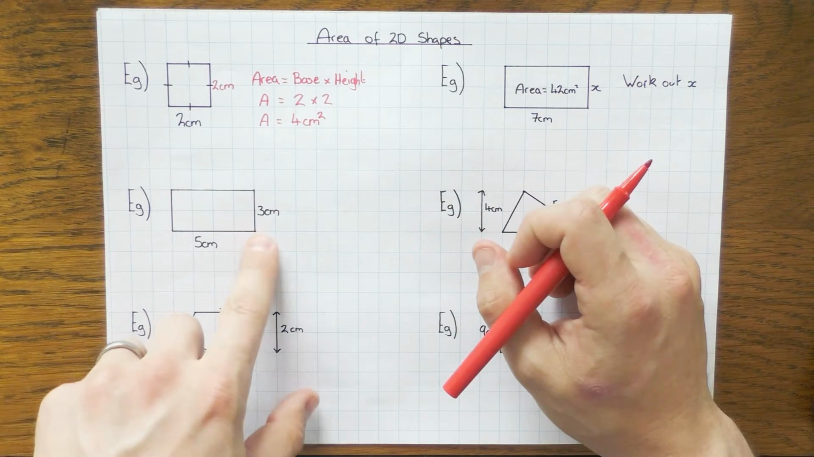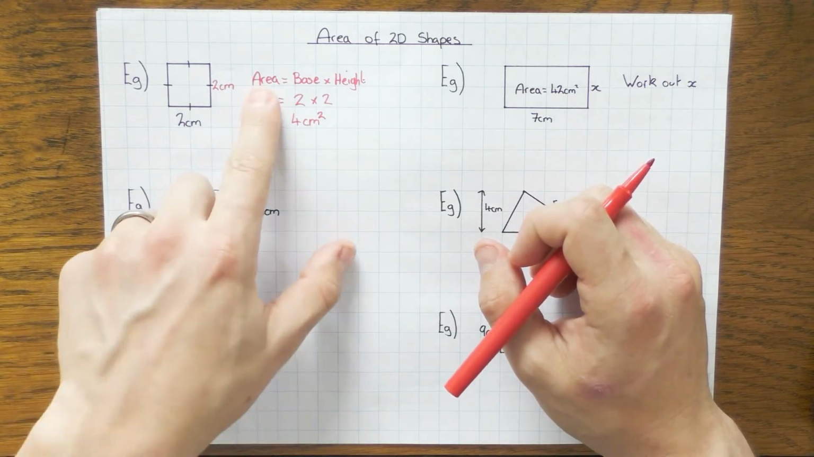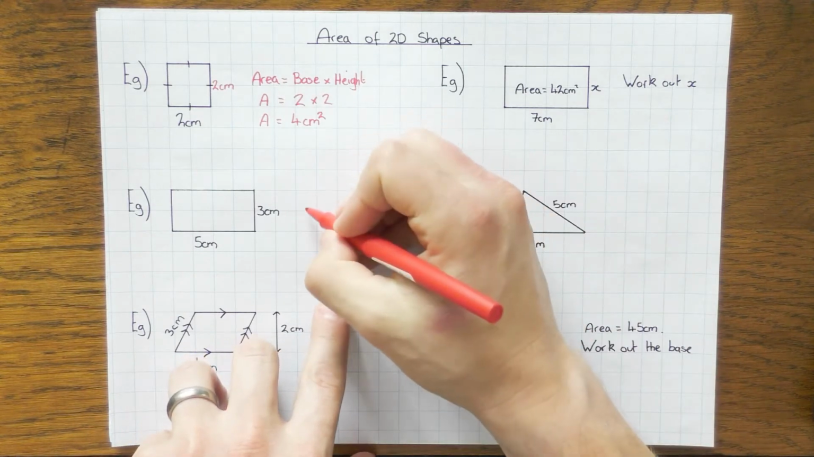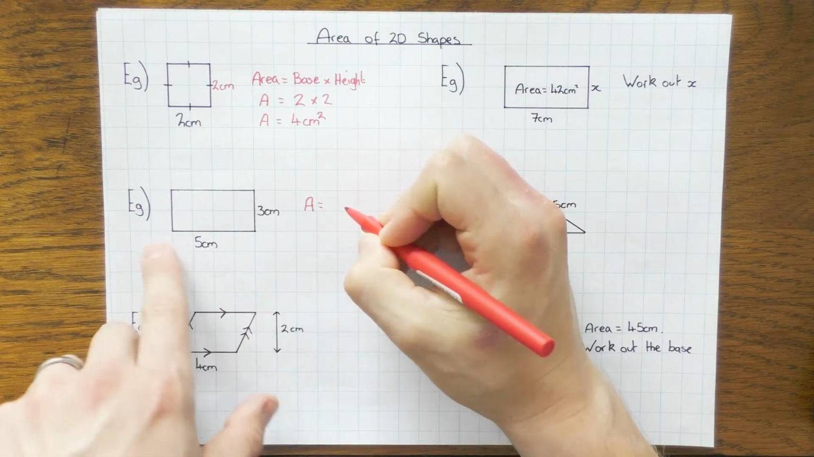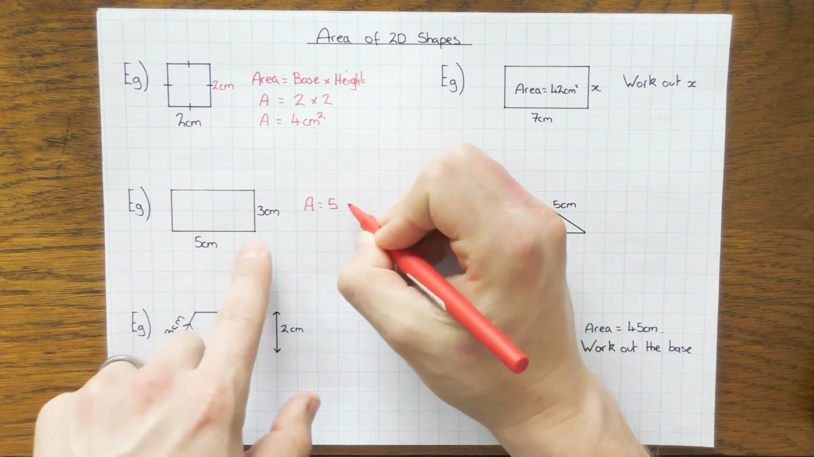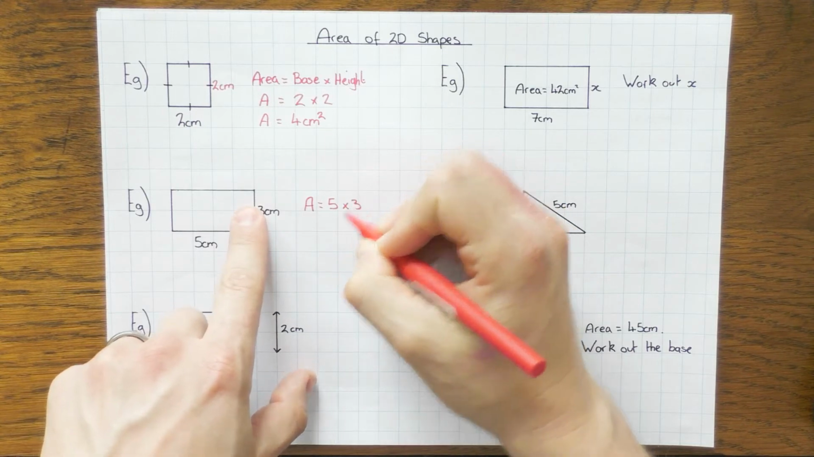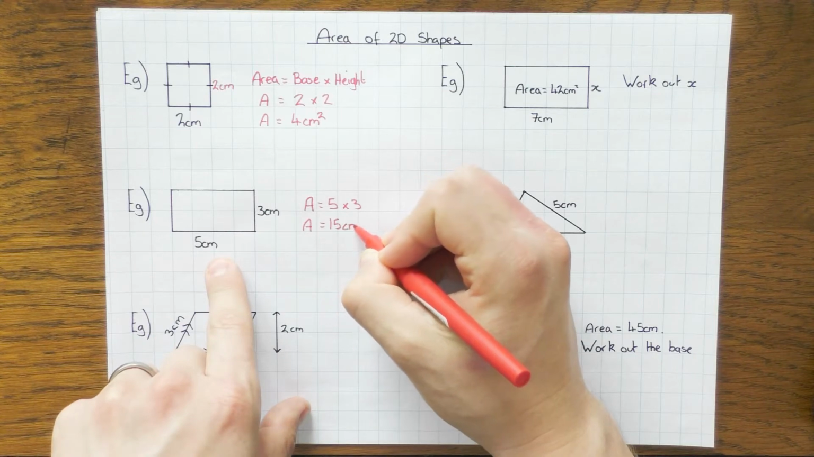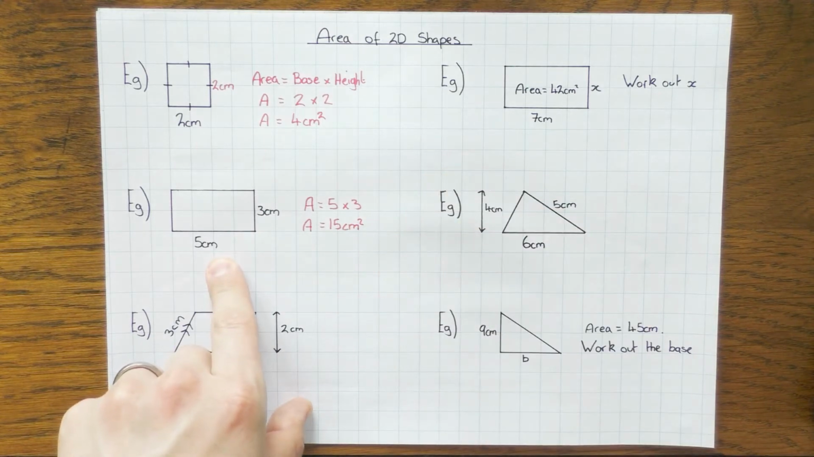So here we have a rectangle, and the good news is it's the same formula. It's just the base times the height. So the base of the rectangle is 5, the height is 3, so the area in this case, 5 times 3 is just 15, and again, centimeters squared. Nice and easy.